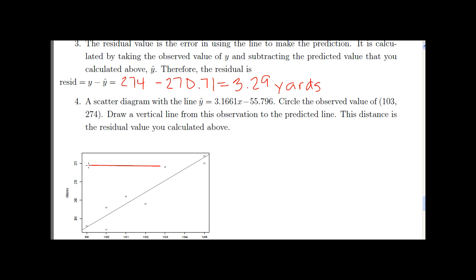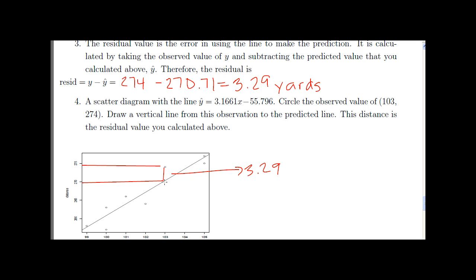That was about 274. And then it also has a predicted value, which is where the line was, right above 270. So we have the observed at 274, the predicted, and the residual is the distance between the observed and predicted. It is this distance right here, and we know that distance is 3.29.